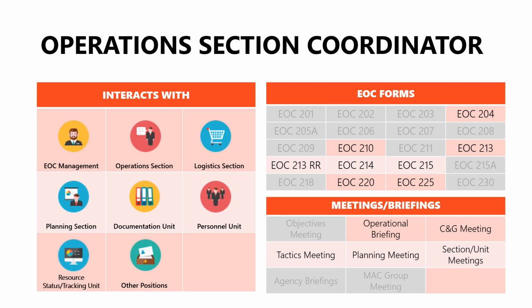220 is our demobilization form, and 225 is our position task book certification form. And we will talk about these forms in an upcoming section. Lastly, the Operations Section Coordinator attends all operational briefings, Command and General Staff meetings, Tactics meetings, Planning meetings, and Section unit meetings as well.